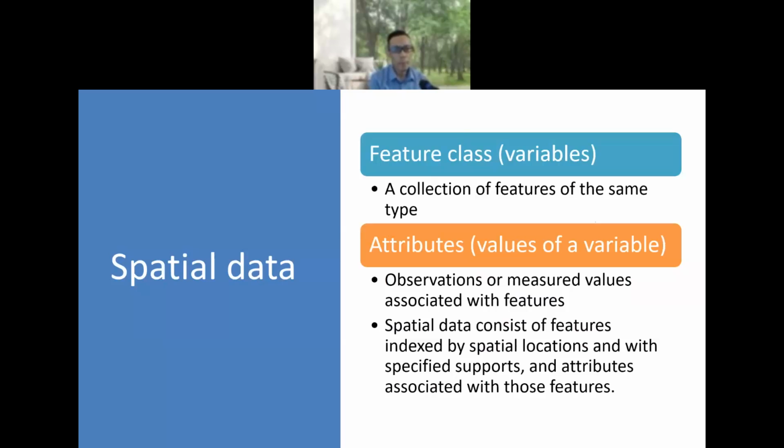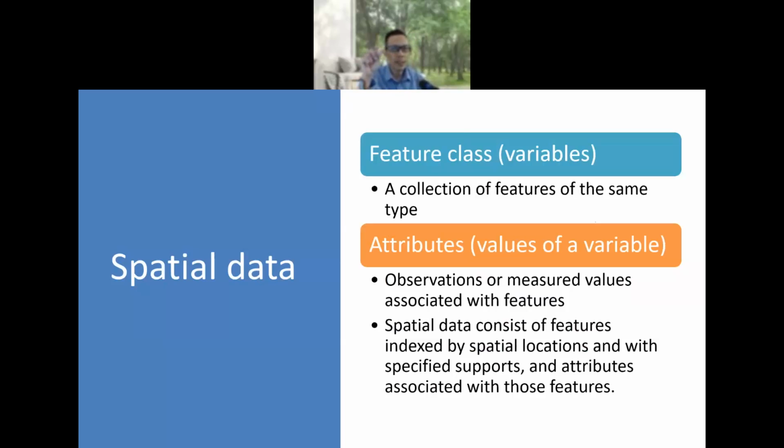So again, spatial data, you have a feature class. Feature in spatial in GIS, they sometimes, I mean they don't call them variables. They call that feature class. Okay, feature class. So this is like in machine learning, in computer science, we call them variables, but they call variables or columns feature class. And then inside the class, there are attributes.